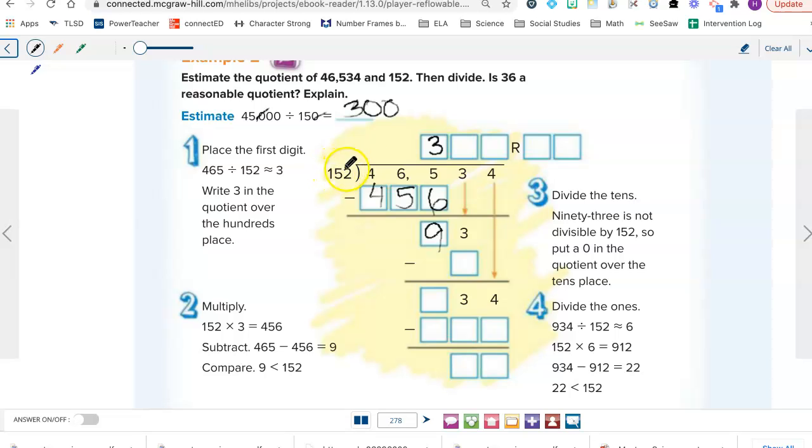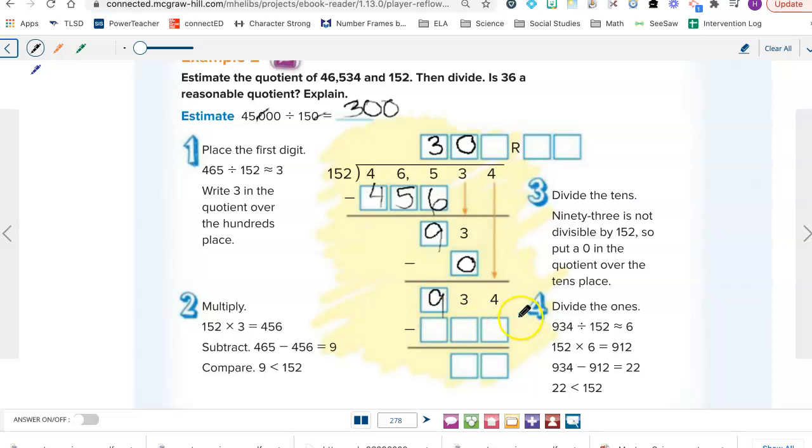Can 152 go into 93? No. If it can't, I'll put a 0 there. 0 times 152 is 0. When I subtract, I get 3 and a 9. And then I will bring down my 4 and bring it back around.